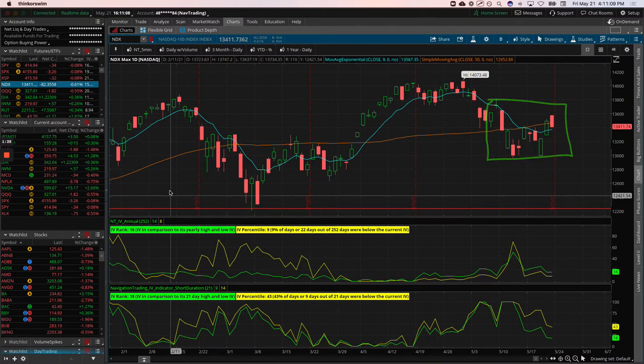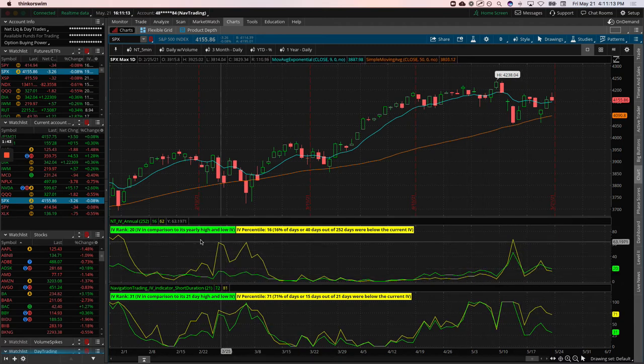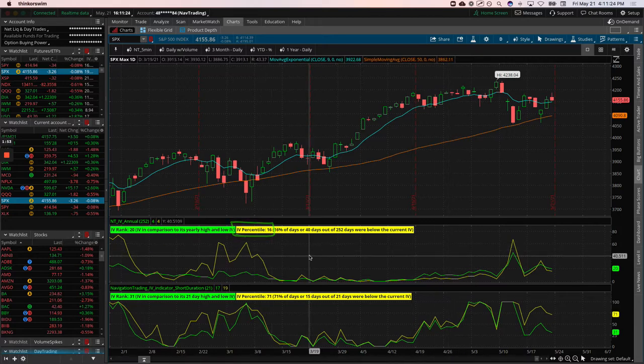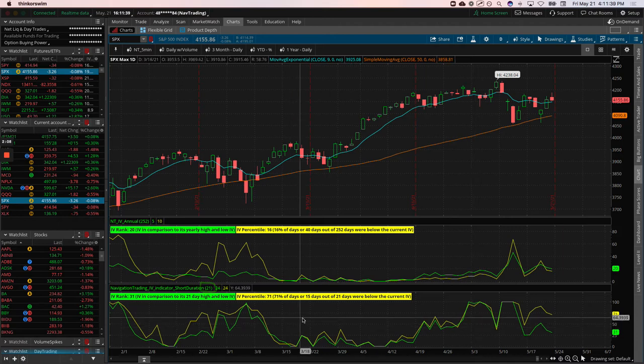On the implied volatility front, let me go back to SPX for a second. You can see on the annual implied volatility percentile and IV rank, IV percentile is pretty low. We're at 16. That's compared to where it's been over the last year, and obviously we've had some big implied volatility spikes this year, so that makes sense. If you look at a shorter duration, and this is 21 trading days, essentially a month of trading, you can see implied volatility is fairly high.